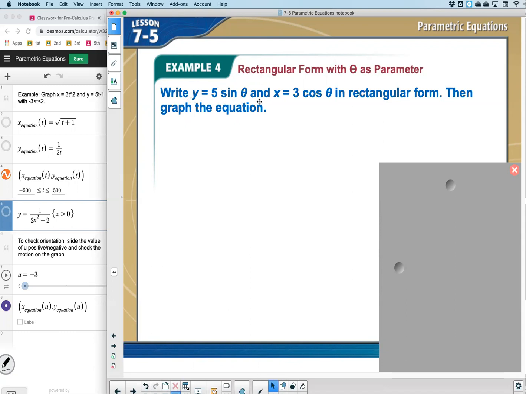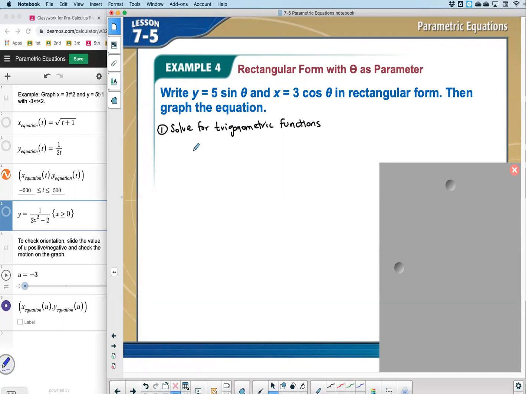Write y equals 5 sine theta and x equals 3 cosine theta in rectangular form. So what do you do when you're not working with the t, you're working with the theta? It's actually going to be a little bit different because of the trigonometry. It's still 3 steps. So step 1 here. Instead of saying solve for shared variable, what I'm going to say is solve for trigonometric functions, because usually there's 2 of them.